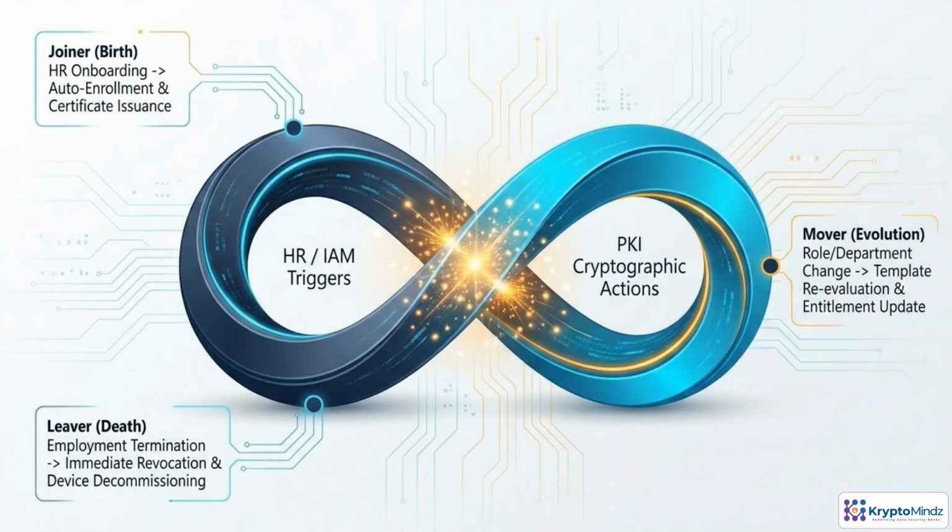Think of PKI as continuously reacting to identity lifecycle events coming from HR and IAM. When someone joins, HR creates the identity, IAM provisions accounts, and PKI should automatically issue the appropriate user, device, and smart card certificates. As they move roles, IAM updates group memberships and access. PKI needs to re-evaluate templates, EKUs, and validity periods to match the new risk profile. When they leave, HR termination should trigger immediate revocation, key destruction where needed, and device certificate cleanup. Robust PKI design wires these joiner, mover, leaver triggers directly into your certificate workflows.